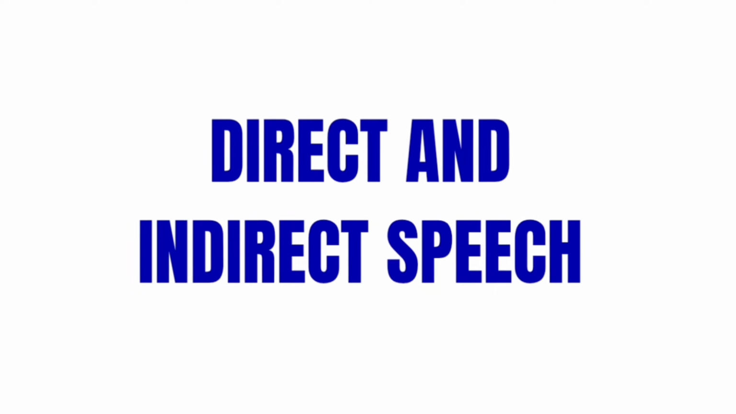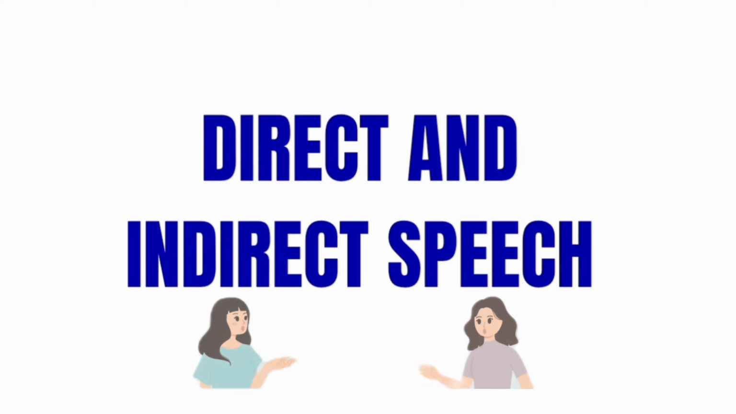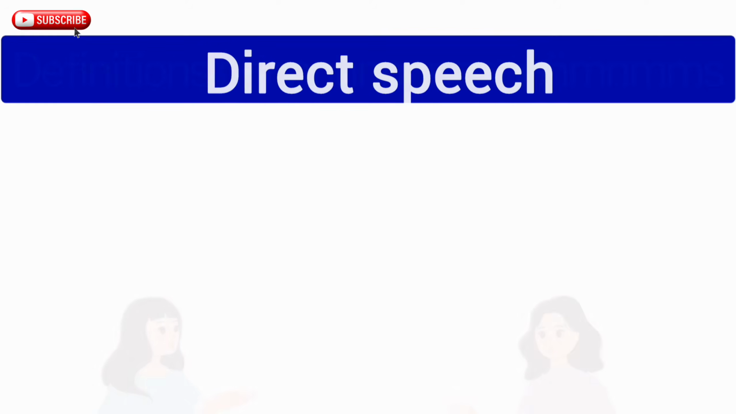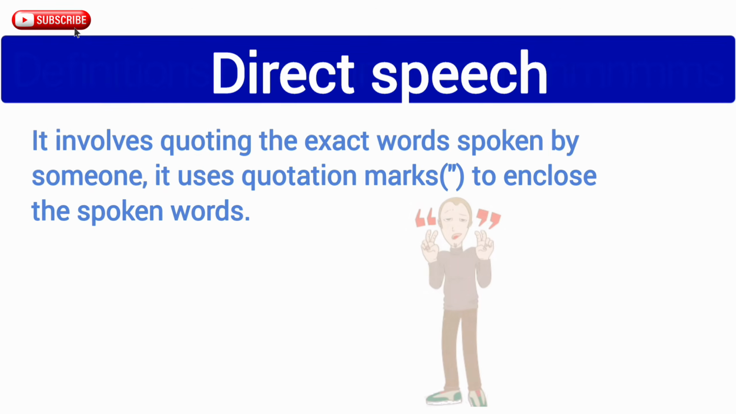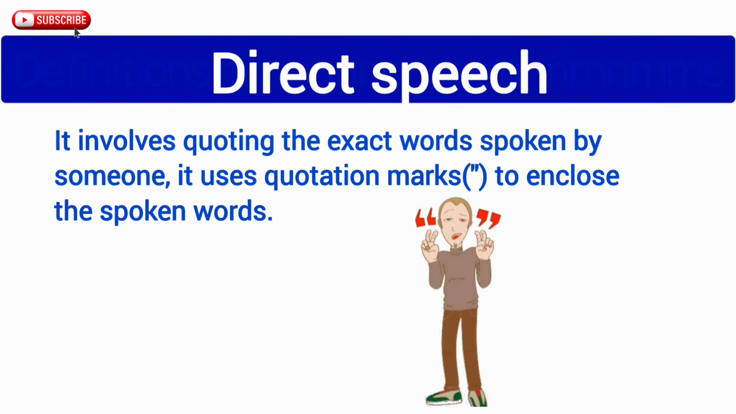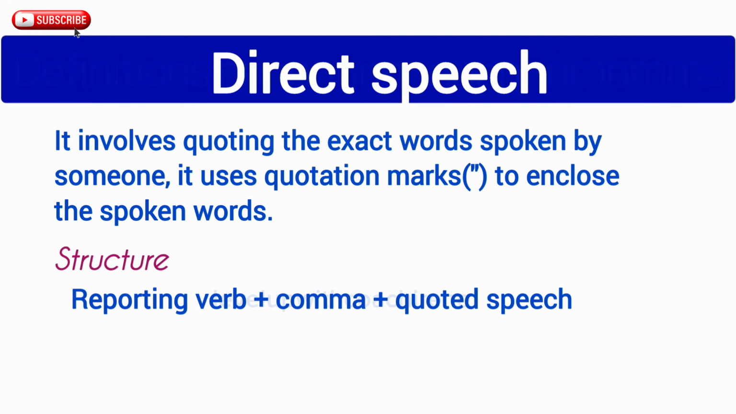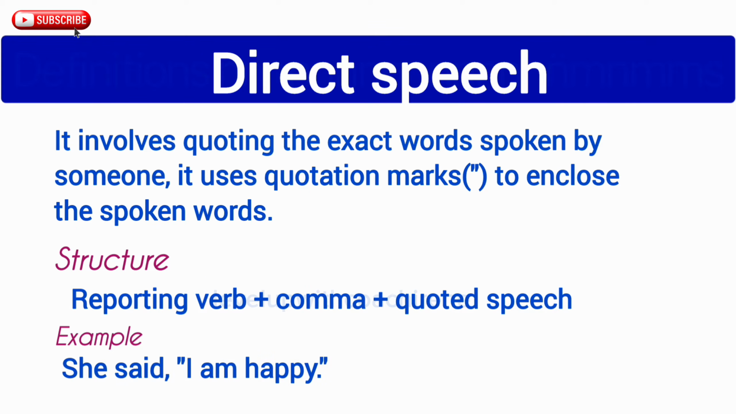Direct and indirect speech are two ways of reporting what someone has said. Direct speech involves quoting the exact words spoken by someone. It uses quotation marks to enclose the spoken words. It is formed with reporting verb plus comma plus quoted speech in quotation marks. For example, she said, "I am happy."